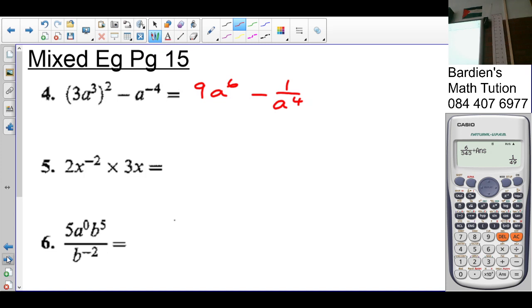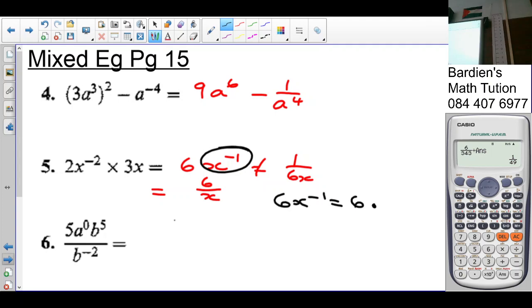So what's 2 times 3? 6. When we multiply with the same base, what do you do to the exponents? We add them. So in other words, it's going to be negative 2 plus 1. What's negative 2 plus 1? Negative 1. You all agree with that? So what would that be? 6 over? And why not 1 over 6x? The negative is only on the x. So if the negative is only on the x, it's only the x that's going to go down. Can you see that? So that's 6 over x. Does it make sense?